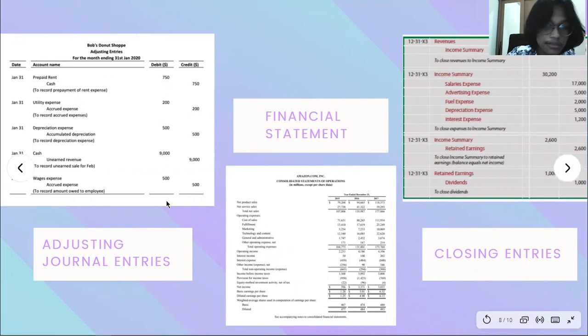Next is the financial statement. Upon posting of adjusting entries, the company prepares an adjusted trial balance followed by the actual formalized financial statement. And the last step is closing the book.